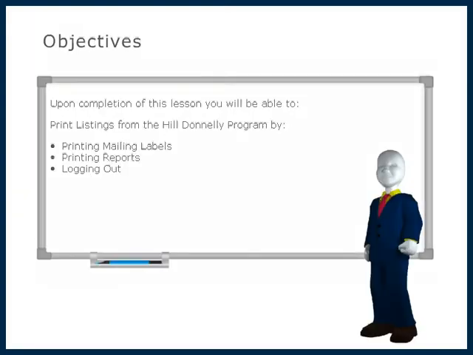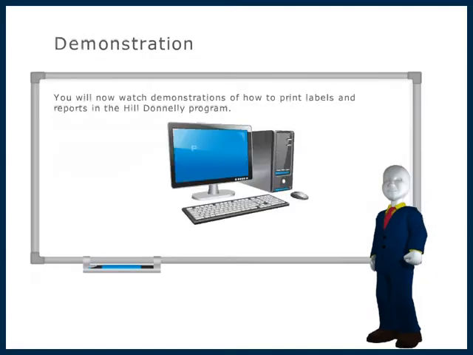Upon completion of this lesson, you will be able to print listings from the Hill Donnelly program by printing mailing labels, printing reports, and logging out. You will now watch demonstrations of how to print labels and reports in the Hill Donnelly program.